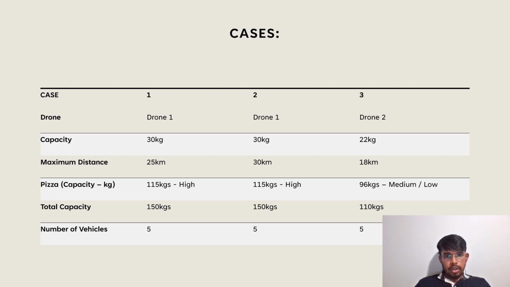The demand of the food, I've taken in kg. It is 115 kg, which I've kept constant for cases 1 and 2. For case 3, I've taken a lower demand, 96 kg. The total capacity for cases 1 and 2, where I've used the same drone, is 150 kg, and for case 3 it's 110 kg. The number of vehicles I've used for all the cases is 5.